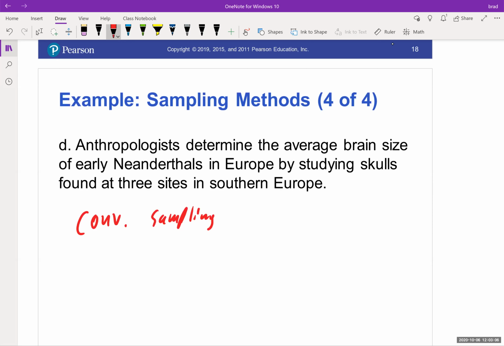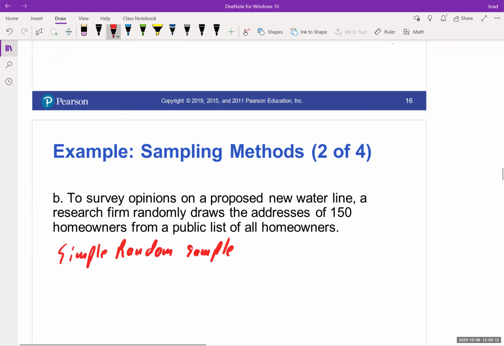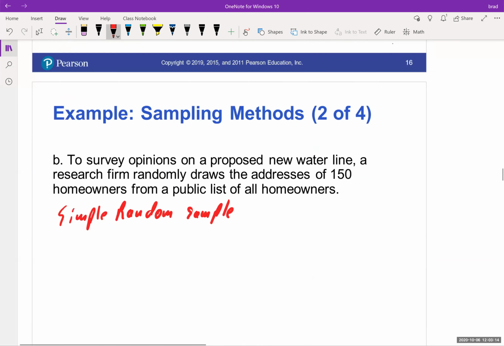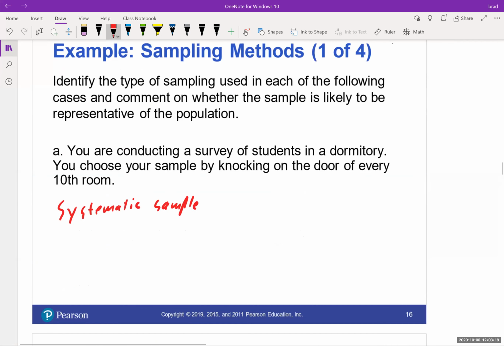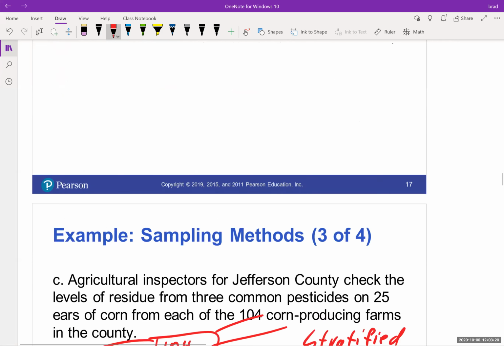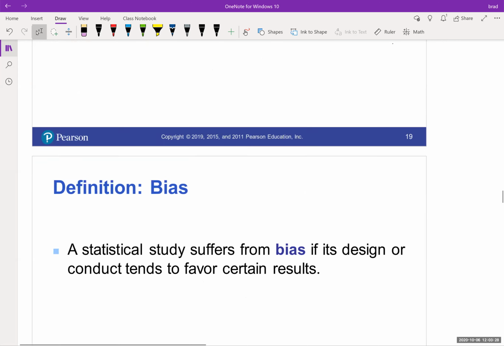Okay, normally convenient sampling is considered bad. But in this case, I don't know if they'd have a choice in doing it. So these other 3, and when I teach my statistics class, these other 3 are good sampling techniques. But convenient sampling is normally frowned upon. But in this case, I don't know if they would have a choice. So this is convenient sampling.